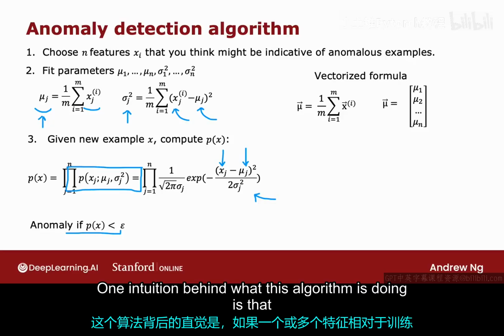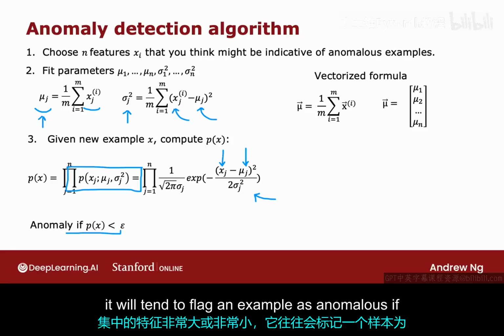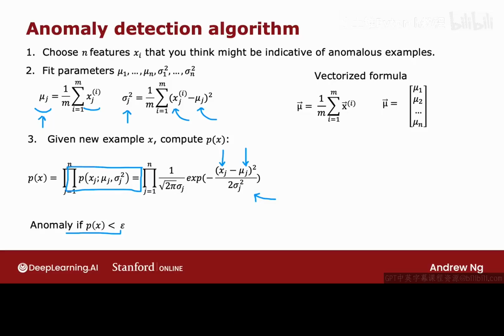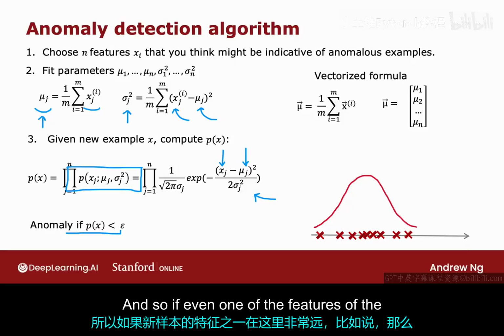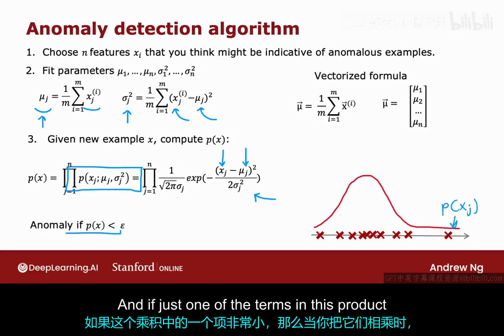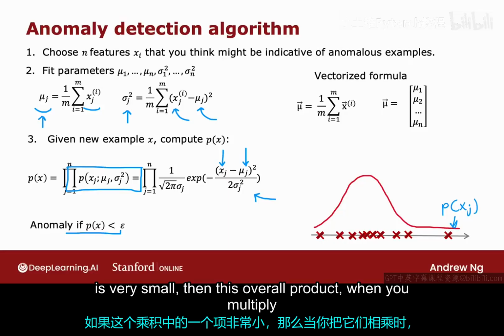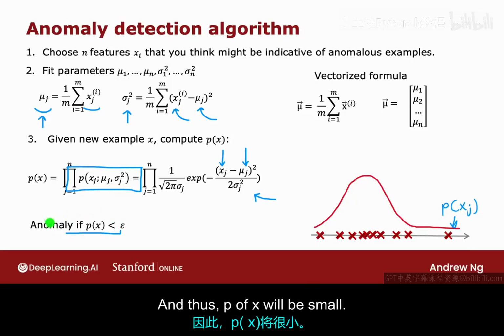One intuition behind what this algorithm is doing is that it will tend to flag an example as anomalous if one or more of the features are either very large or very small relative to what it has seen in the training set. So for each of the features xj, you're fitting a Gaussian distribution like this. And so if even one of the features of the new example was way out here, say, then p of xj would be very small. And if just one of the terms in this product is very small, then this overall product, when you multiply together, will tend to be very small, and thus p of x will be small.